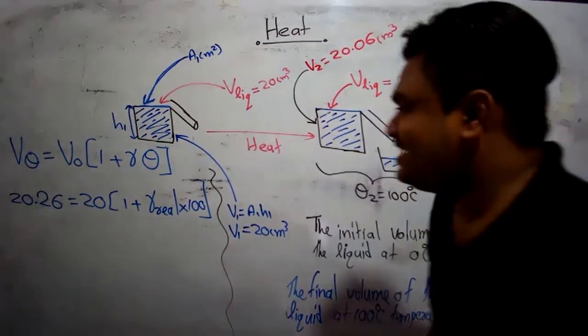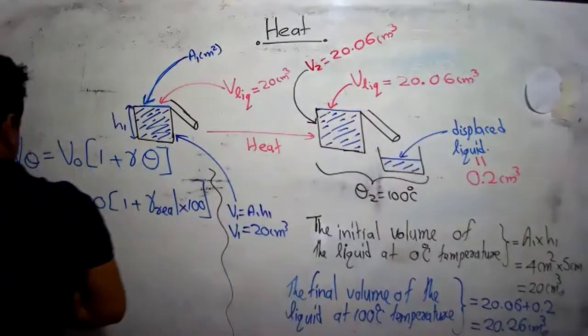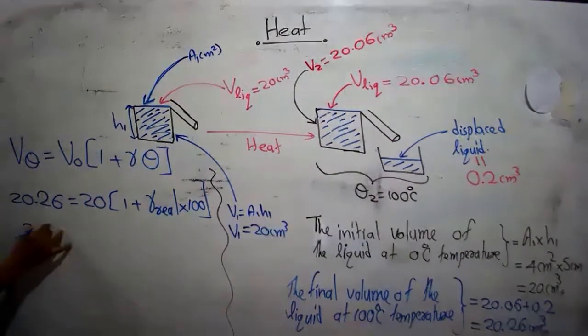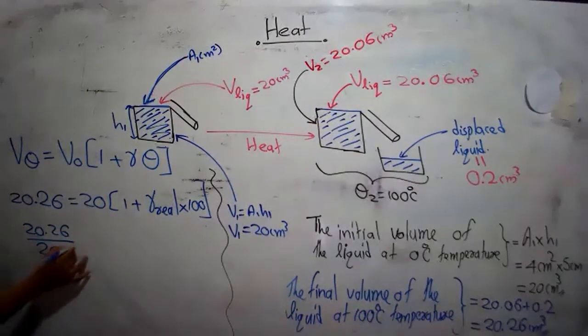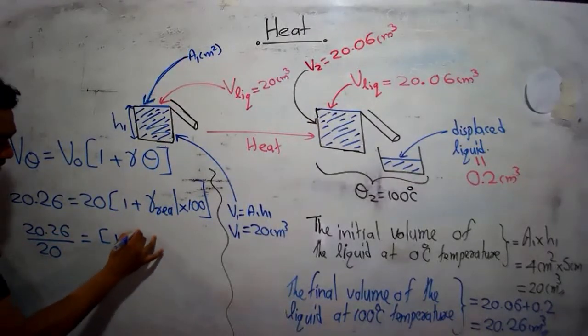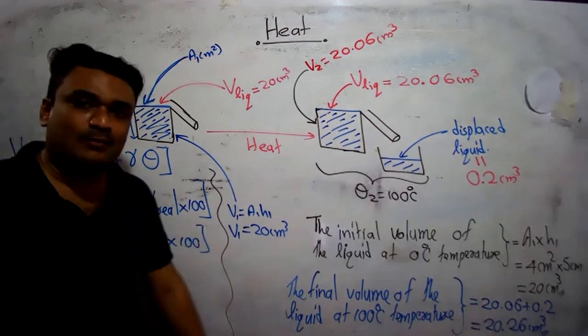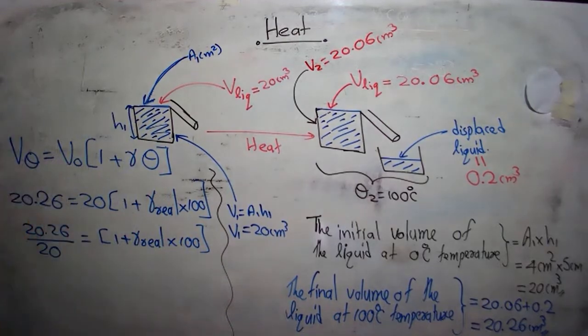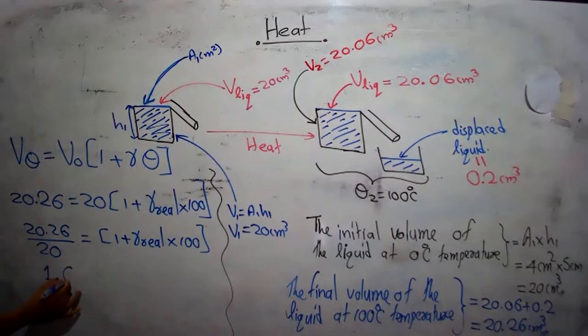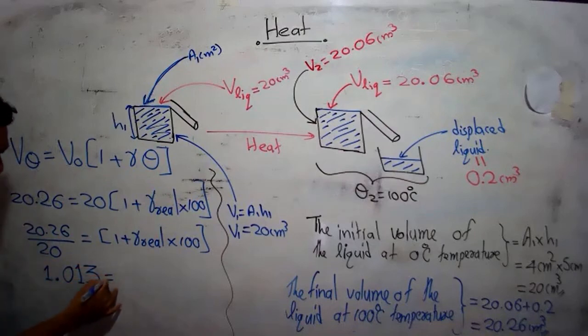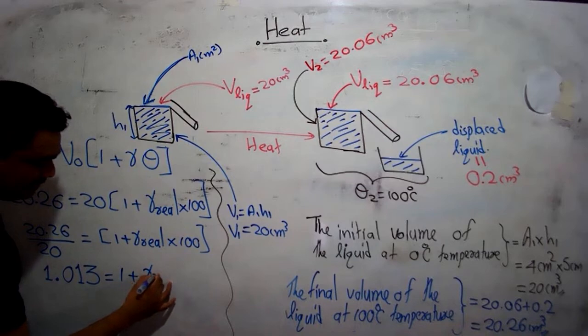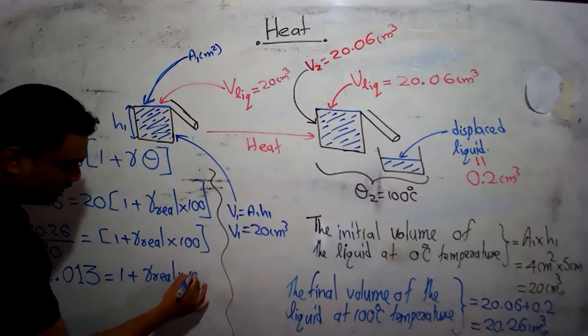Let's check your answers. Let me take 20 to this side. 20.26 divided by 20 equals 1 plus gamma real times 100. So I'm going to divide 20.26 by 20. 20 divided by 20 is 1. 26 divided by 20 is 1, with 6 remaining. 60 divided by 20 is 3. So we get 1.013 equals 1 plus gamma real times 100.